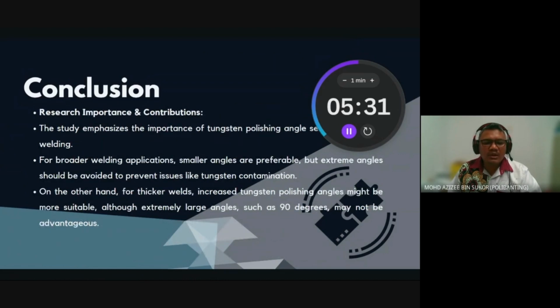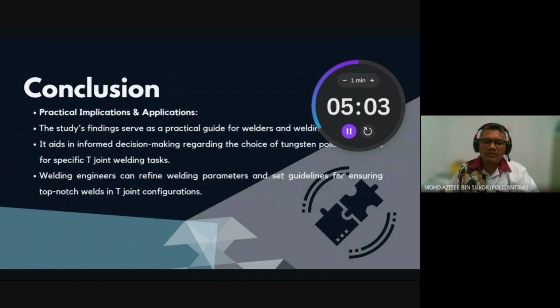In T-joint welding, selecting the right tungsten polishing angle is key. Smaller angles favor wider welds, enhancing arc size, molten pool expansion, and weld quality. But overly small angles risk tungsten contamination and instability. On the other hand, larger angles fit thicker welds, providing better process control and deeper penetration. However, an angle as large as 90 degrees can be counterproductive.